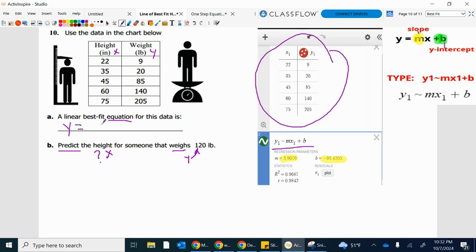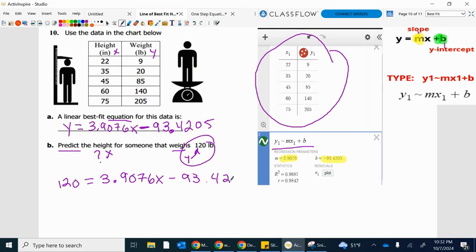Y equals M X plus B, but B is negative, so minus 93.4205. This time, however, we know the Y and not the X, so that means we'll be substituting in 120 for Y. So it's going to look like this: 120 equals 3.9076X minus 93.4205.